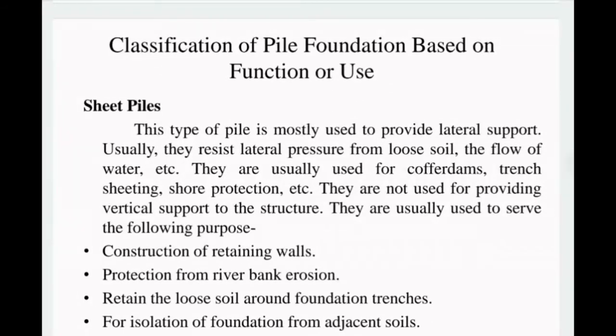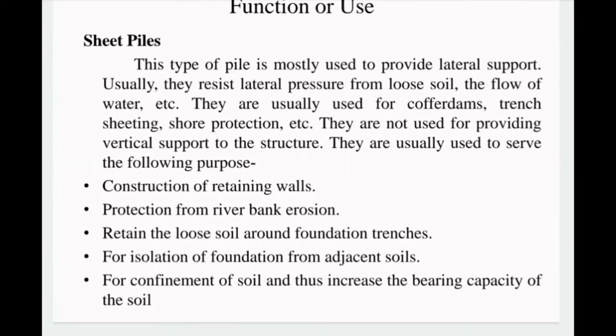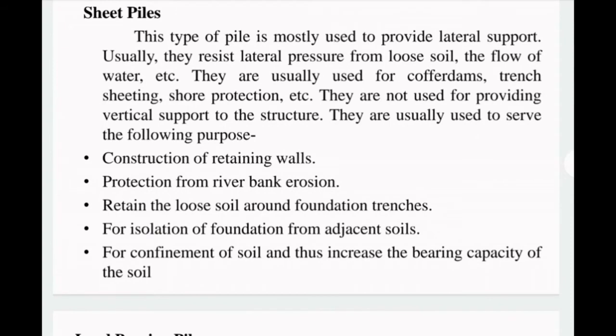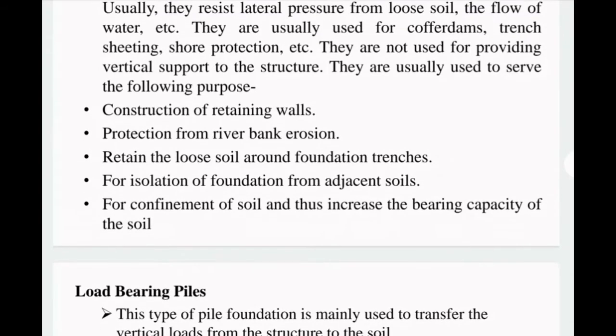By the classification of pile foundation based on function or use, first we are going to see about sheet piles. This type of pile is most commonly used to resist lateral support. They usually resist lateral pressure from the loose soil. They are usually used for coffer dams, trench sheeting, shore protection, etc. They are not used for providing vertical support to the structure. They are used for the construction of retaining walls, protection from riverbank erosion, for isolation of foundation from adjacent soil, and to retain the loose soil around the foundation trenches.